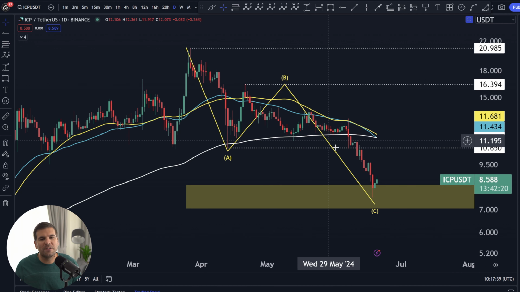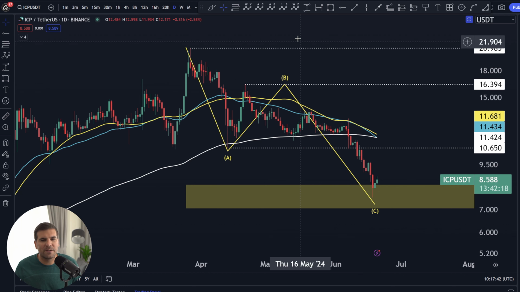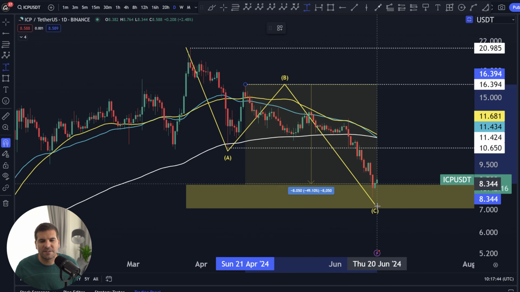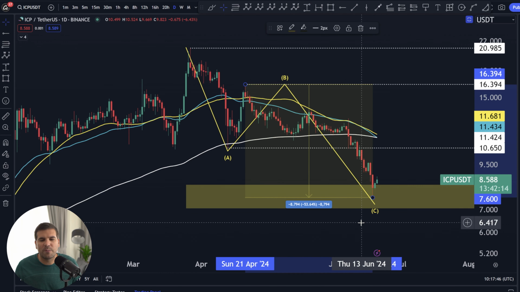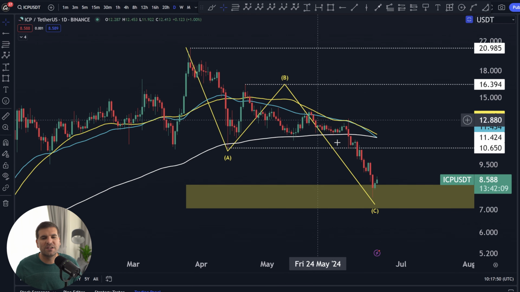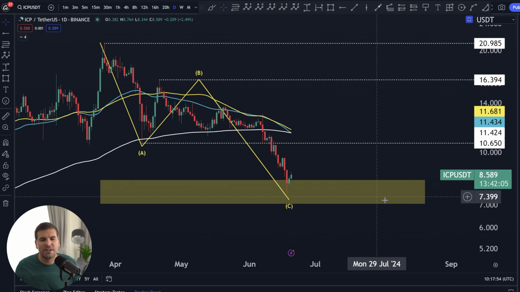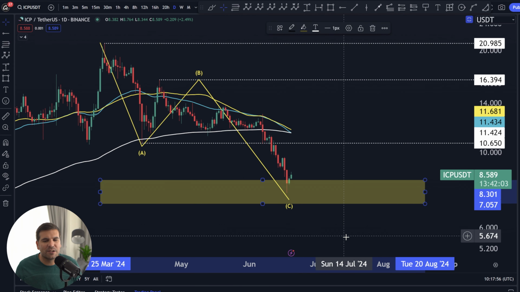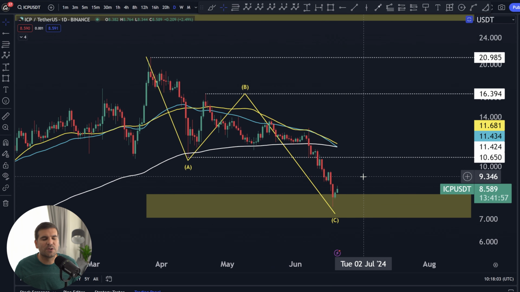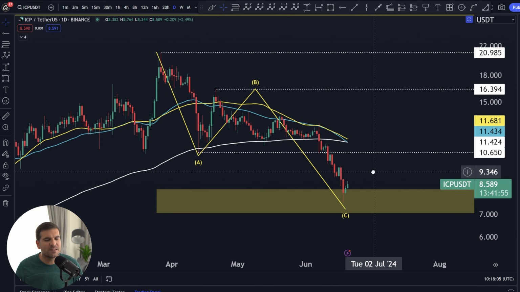Since then, we have been on a slippage to the downside, and so far we've had a very aggressive sell-off, reaching a total drop of 53.64%. Now, with this drop into this C wave, we did go down into our expected range. This range is right down here in this yellow box between $7.05 and $8.30. This is an area that I've been talking about for several weeks, and it's good to see that the price action has finally retraced into these areas.